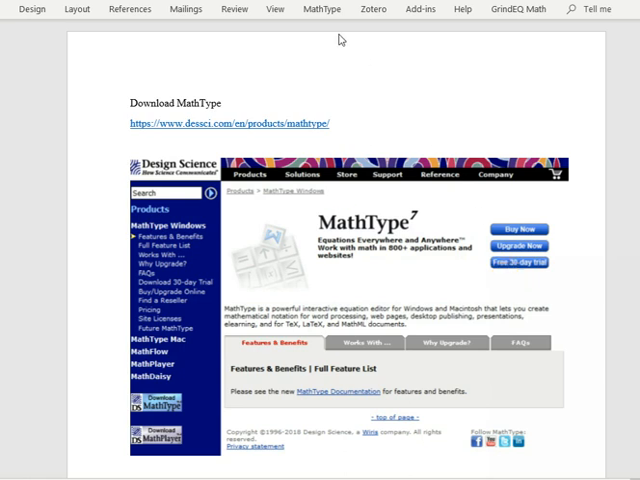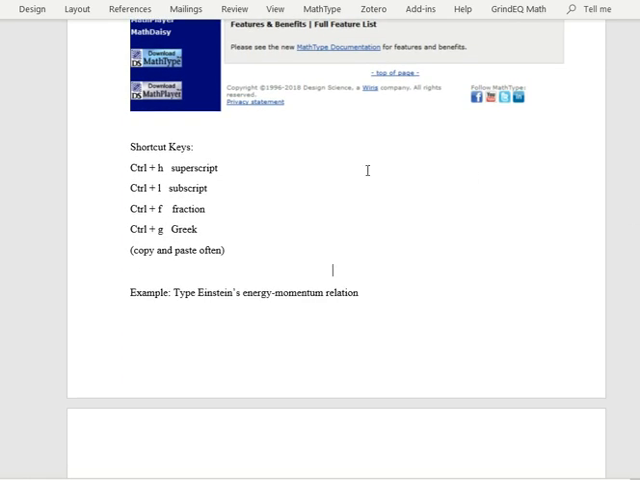So once you've installed it, there'll be MathType on your toolbar that you can select to type in equations into your document. Some of the shortcut keys you can use: Control H for a superscript, Control L for a subscript, Control F for fraction, and Control G for Greek symbols. Also, you can use copy and pasting often when you're developing your document, and I'll show you some examples of that. So for an example, let's type Einstein's energy-momentum relation.